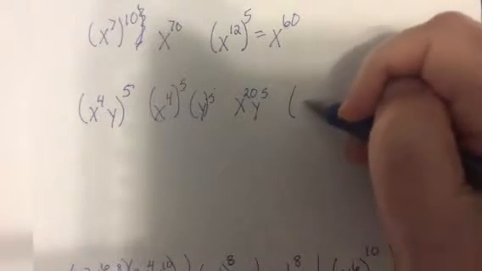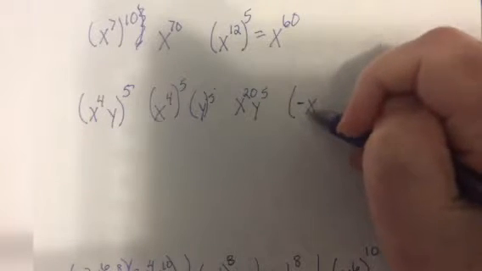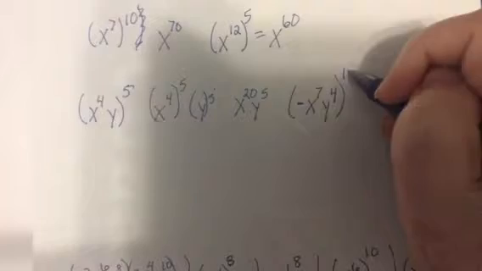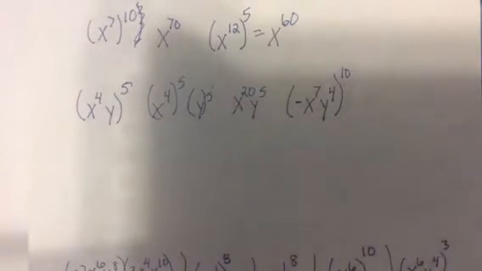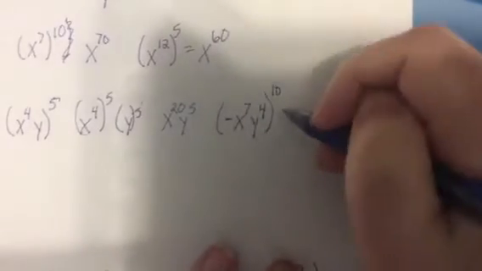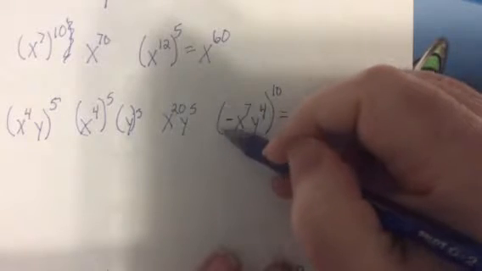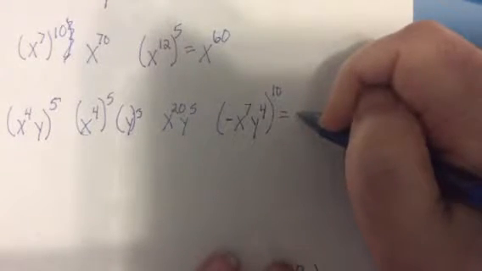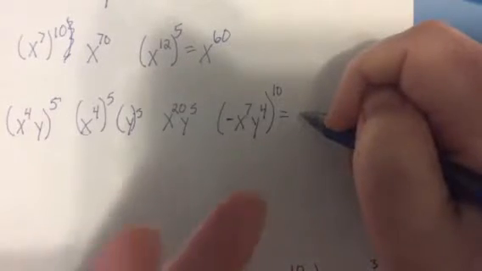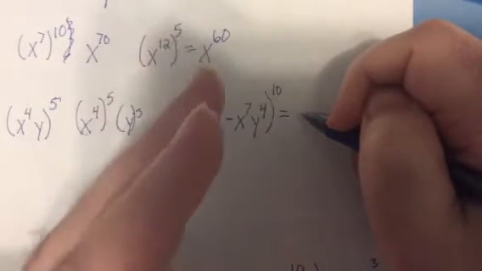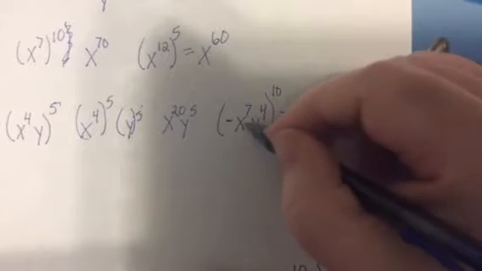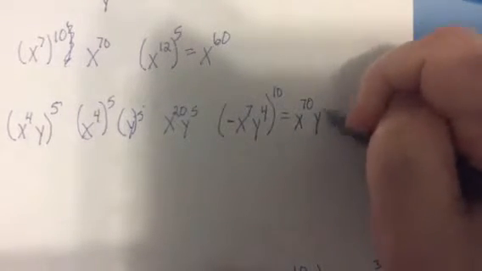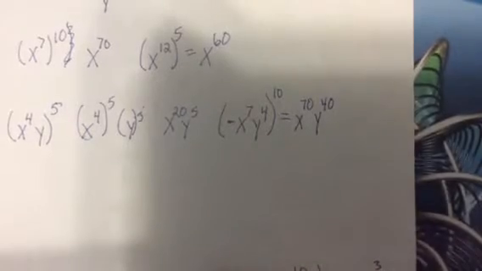So what would this be, my friends? A negative x to the 7th, y to the 4th, all to the 10th. Go ahead, figure it out. Okay, so it'd be in parentheses, a negative raised to an even power is positive, because every two negatives multiplied together is a positive. Negative, negative, positive. Raised by, you multiply the powers.